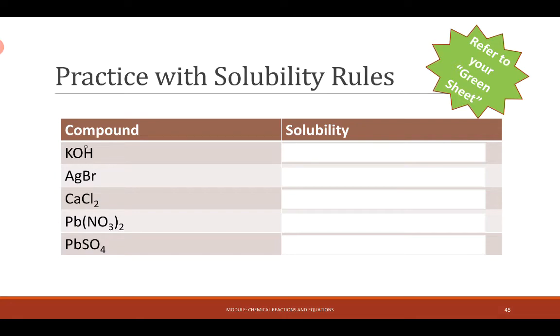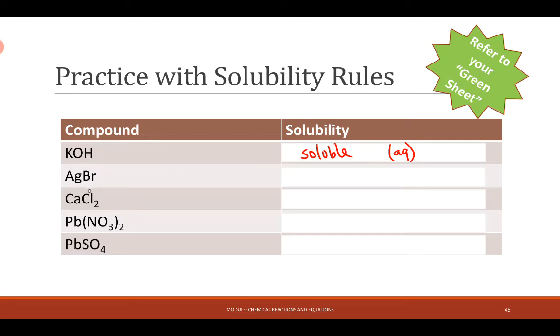A lot of the solubility rules are based on the anion. So if we find hydroxide on there, it says hydroxides are generally insoluble except for those of group 1. Group 1, like potassium, are soluble. This is an exception to being insoluble, so it's soluble. And so my state of matter would be aqueous.